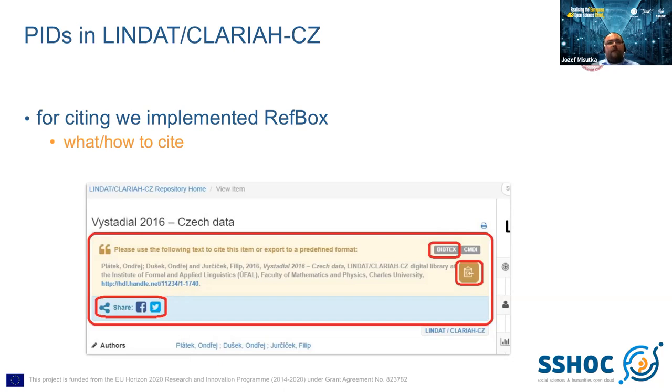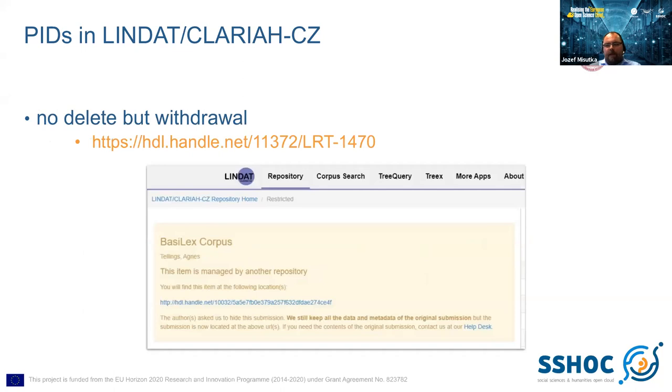The citation text can be copied as plain text or BibTeX format, and the citation itself contains the PID, which is the most important thing. We have the experience that users were incorrectly citing data, so we really made it the first thing they see, and based on our experience, it has helped. Not 100%, but it has helped.